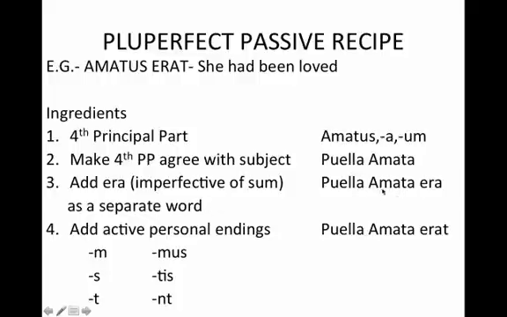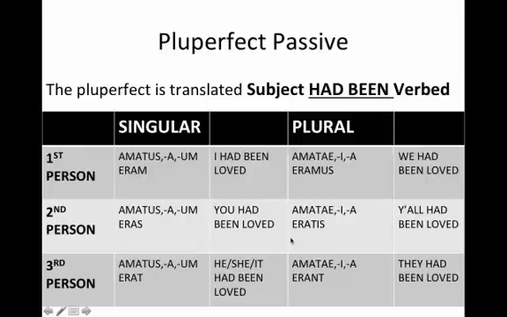So puella amata era, and then you're going to add the active personal endings to the end of that era form. And again, this is just the imperfect of sum. So these are the forms that you're going to get here. Amatus eram, I had been loved. Amatus eras, you had been loved, etc. The pluperfect passive is always going to translate the subject had been verbed.